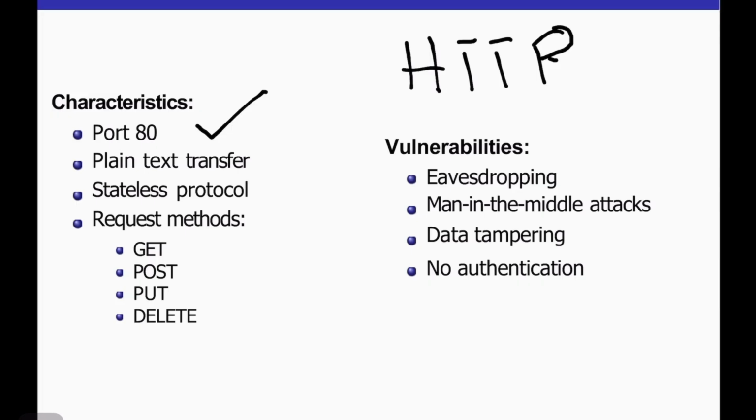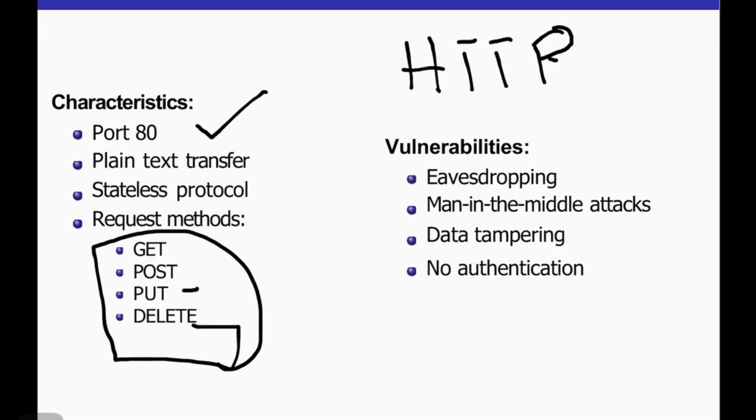The client actually has ways it makes its requests, and these are the methods. If you want to request something from a server, you use the GET method. If you want to send something to the server, you use the POST method. If you want to update something on the server, you use PUT. And if you want to delete something from the server, use the DELETE method. There are plenty of methods, but these are the main ones that you might see in exams and everything.